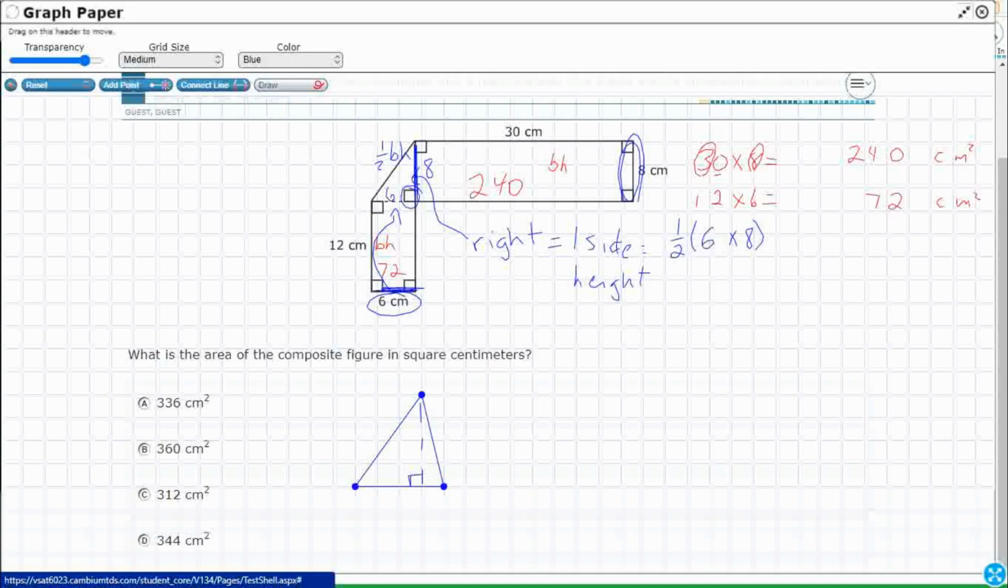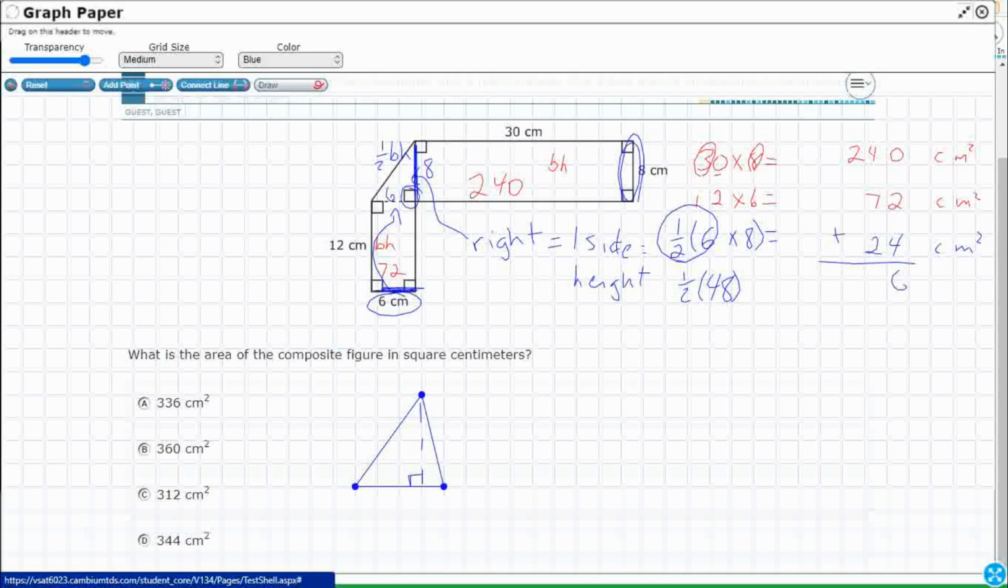So how do we want to do that? Well, you can either multiply 1/2 times 6 to begin with, and say that's 3 times 8, which is 24. Many different ways to do that. Or you can do 6 times 8 is 48. Half of 48 is 24. You can even do the half times 8 gets you 4. 4 times 6 is 24. Many different ways to do that. They all end up with 24.